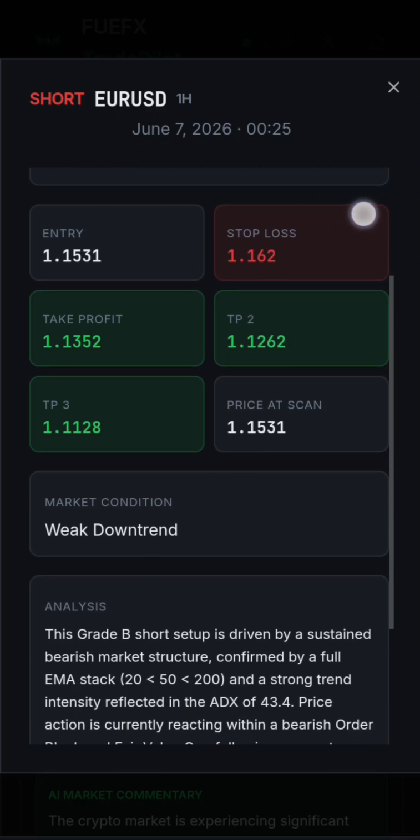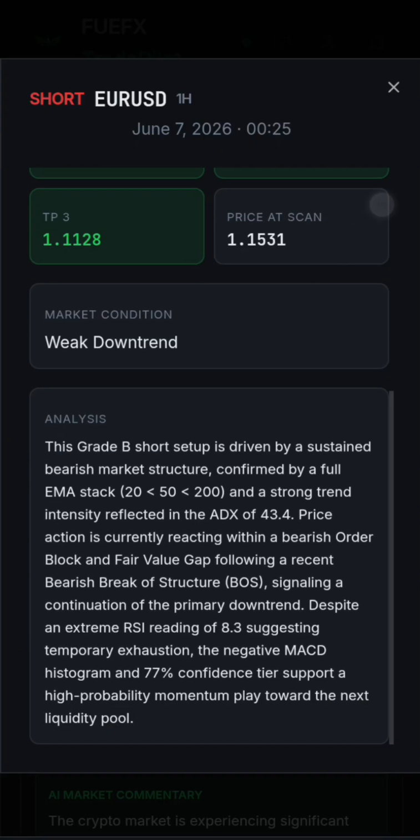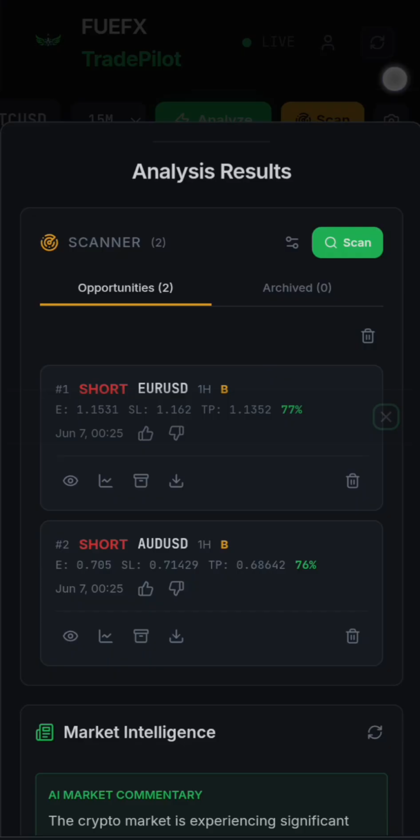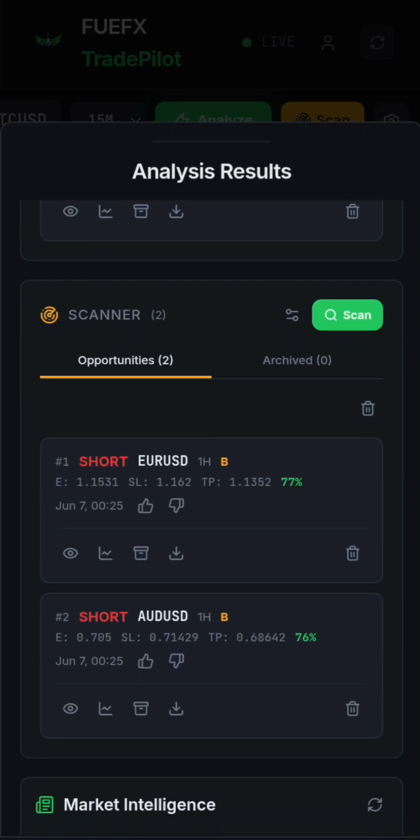It says we should enter at this level, stop loss, and it gives us the three take profit levels. So that's how the market scanner works. If there are other high probability trade setups, it also lists them in this opportunities tab, so you can choose which trade setup you want to go with after doing your own analysis, of course.